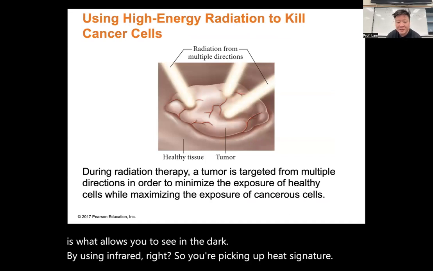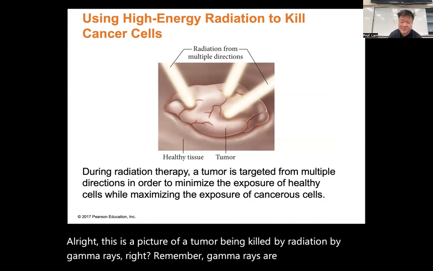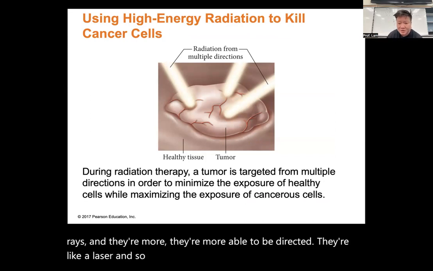All right, this is a picture of a tumor being killed by radiation, by gamma rays, right? Remember, gamma rays are the most energetic rays, and they're more able to be directed, like a laser. And so it shoots at the tumor and kills the tumor.